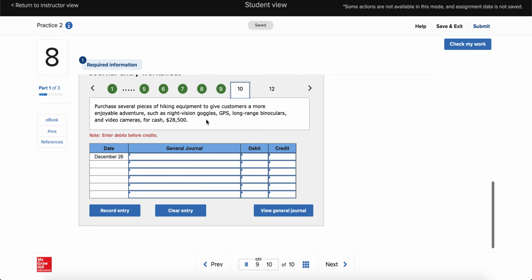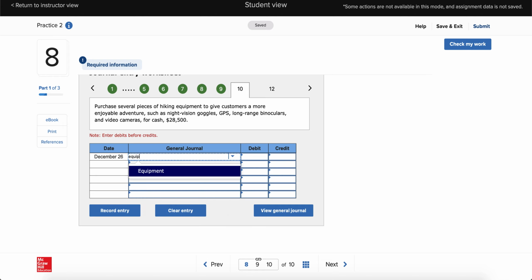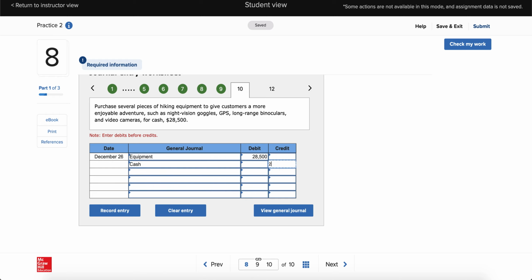On, let's see, number 10, we have here that the company purchased several pieces of hiking equipment to give customers a more enjoyable adventure, blah, blah, blah, for cash of $28,500. Bottom line, cut to the chase, purchased equipment for cash, $28,500. So my equipment account is increasing. That asset is increasing $28,500. And I did this for cash, so cash decreases by $28,500.